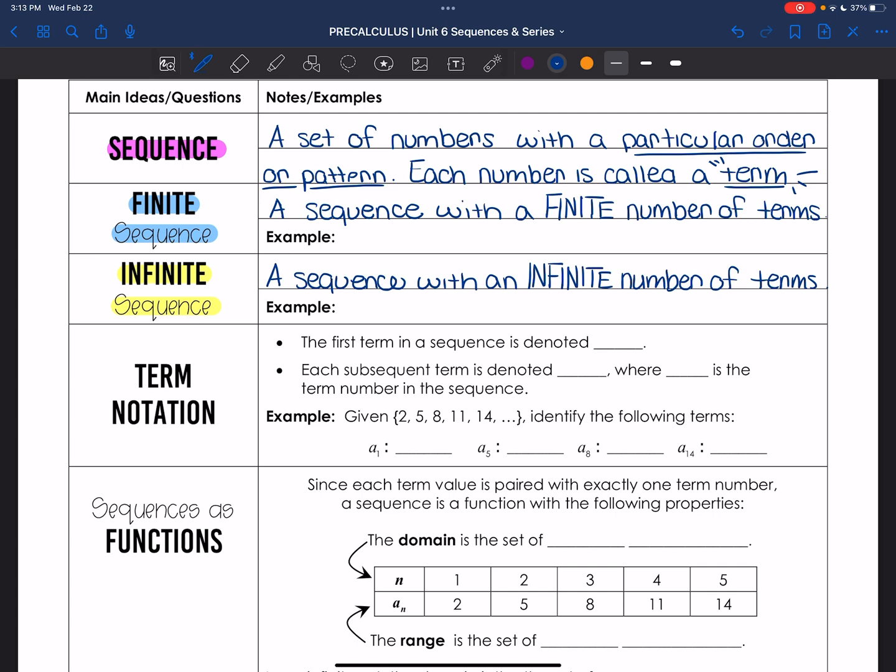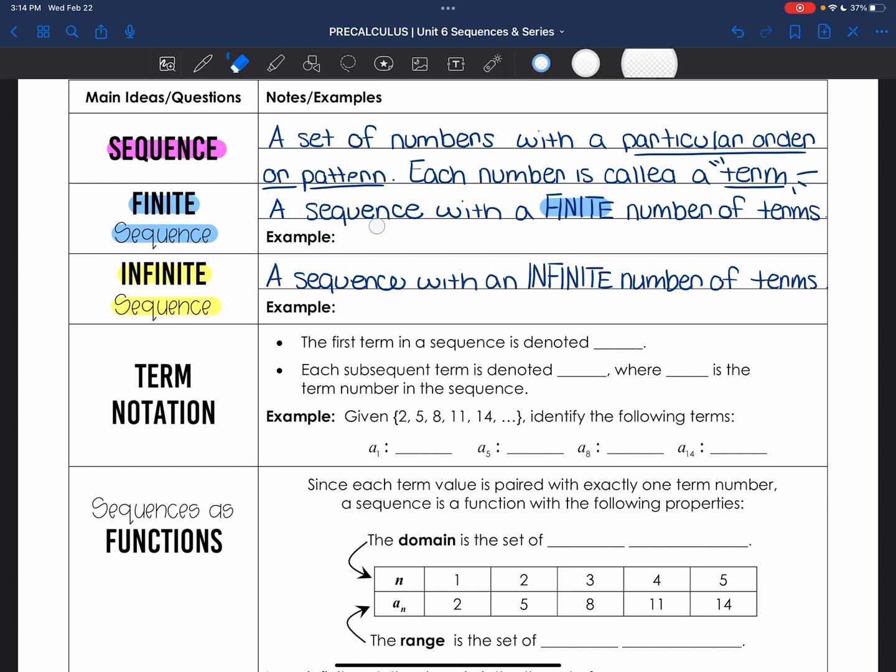Now, there are different types of sequences. The first type, this number 1 here, is going to be a finite sequence. A finite sequence is a sequence with a finite number of terms. Let's highlight that word, finite. What does that mean? It means that you can count the number of terms in your sequence.